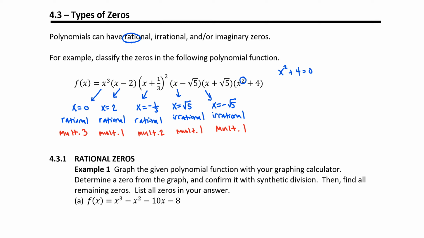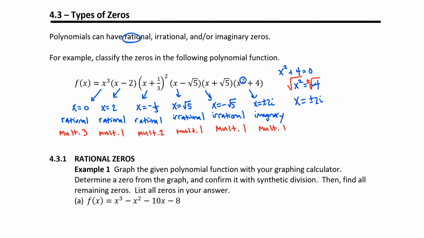If I set the factor equal to 0, we notice we have a quadratic equation that we could solve using the square root property. So taking the square root of both sides, notice we end up with x equals plus or minus 2i. That was a negative 4 in there. So we get 2 zeros out of this factor, plus or minus 2i. Those are imaginary or complex zeros. Each of those has a multiplicity of 1.